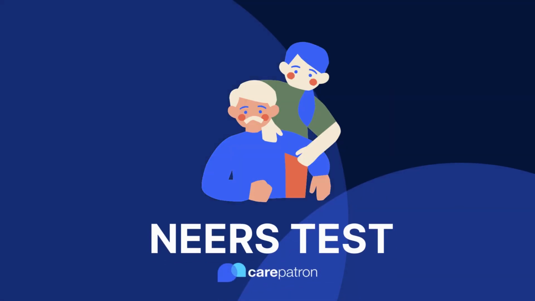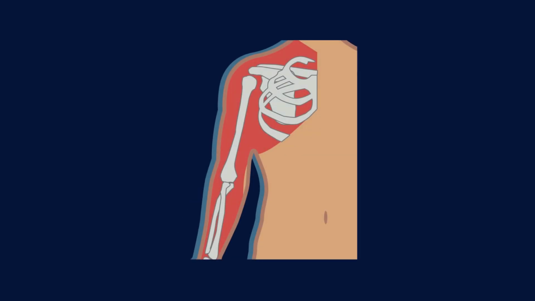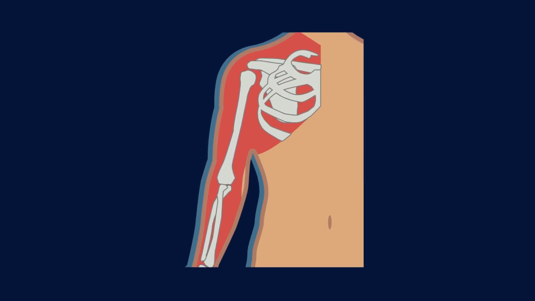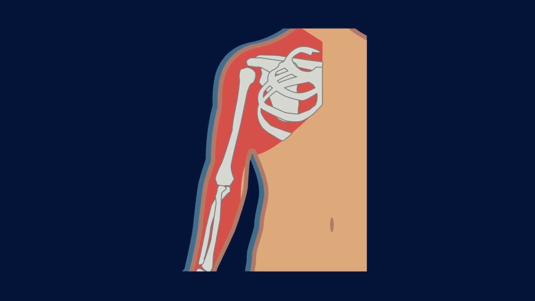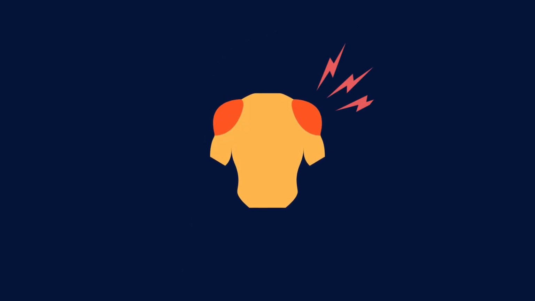Neer's Test is a physical exam maneuver used to diagnose shoulder impingement syndrome. Shoulder impingement syndrome is a common condition that occurs when the tendons of the rotator cuff muscles become compressed and irritated as they pass through a narrow space between the bones and soft tissues of the shoulder joint. This can result in pain and weakness in the shoulder, limiting movement and function.